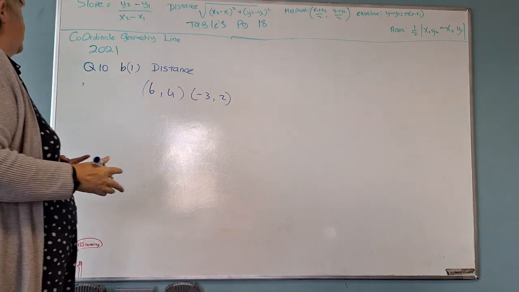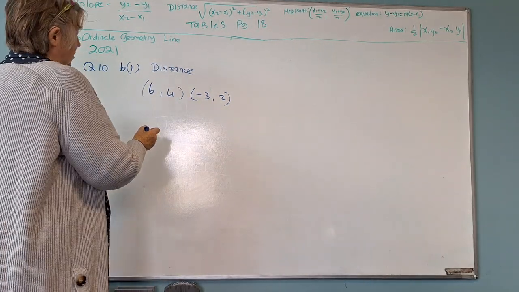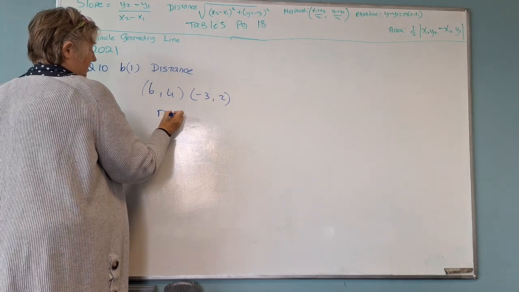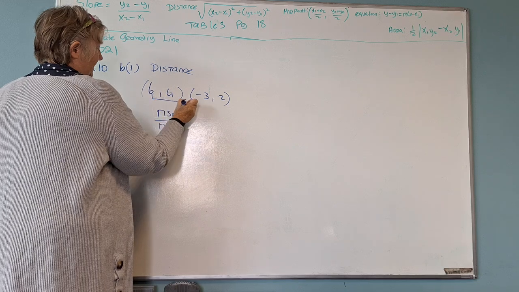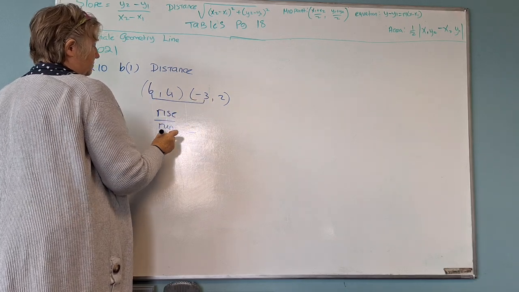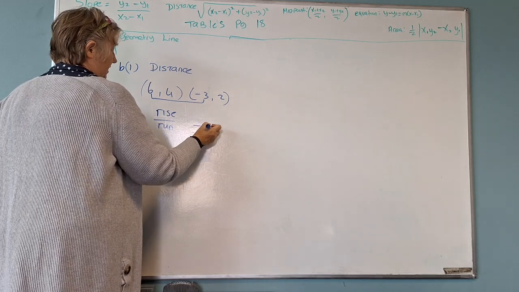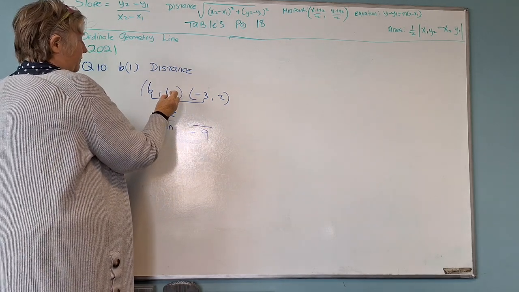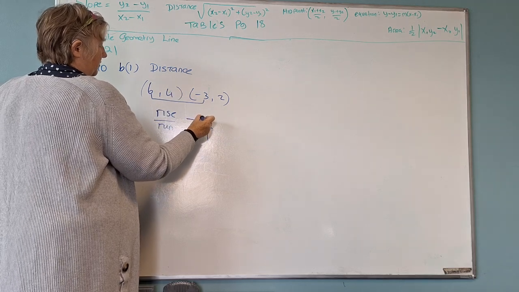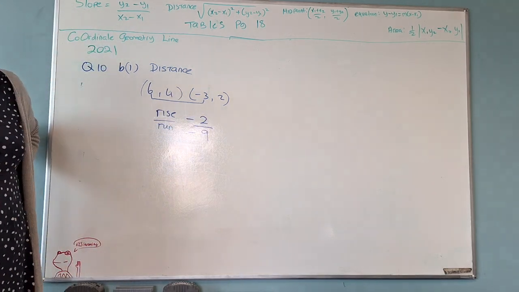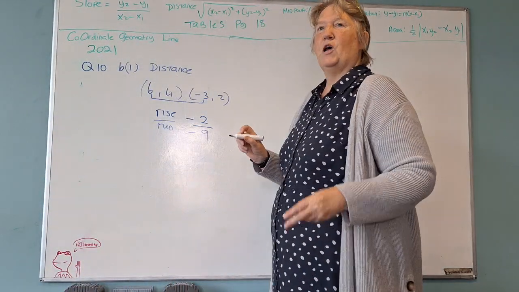Yes. So you can use the distance formula, I'll show you in a minute. You can get the slope, so the rise over the run. The run in this is from 6 to minus 3, so it's backwards 9. And the rise is 4 to 2, so it's backwards 2. Okay? And once you have your slope, you can use those two numbers to get your distance.